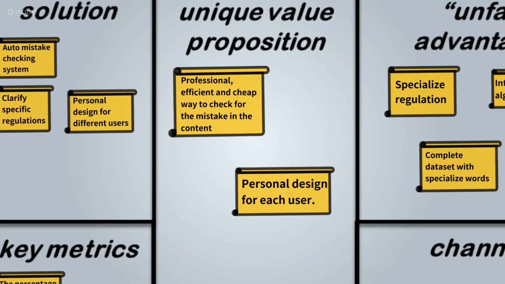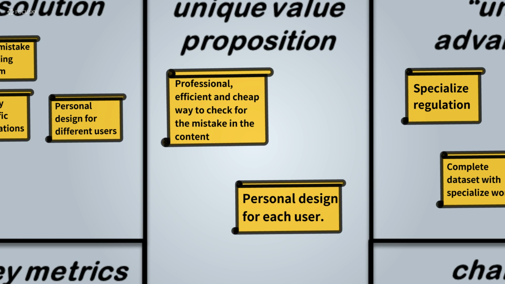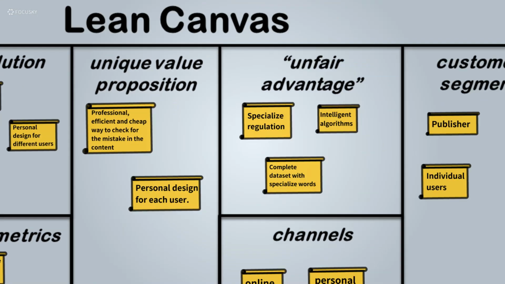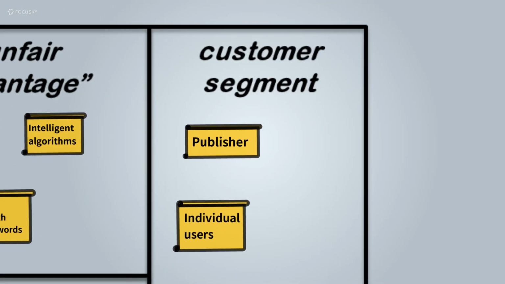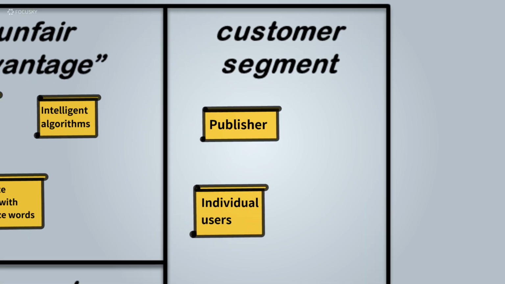First, let's see the unique value proposition. We want to make a professional, efficient, and cheap way to check for mistakes in the content. And also, we want to personalize for each user with their individual requests. Then, who will be our customers? First, we are thinking about the publishers and the individual users, like students or authors. They will want to use our system to help them check the mistakes.